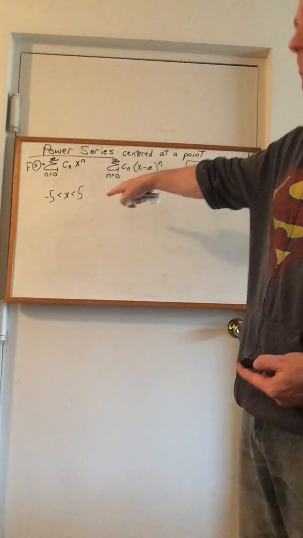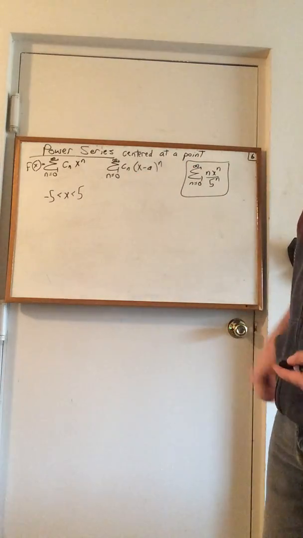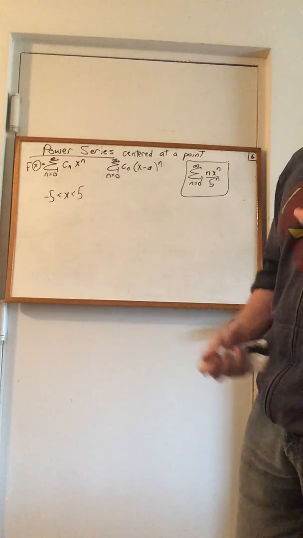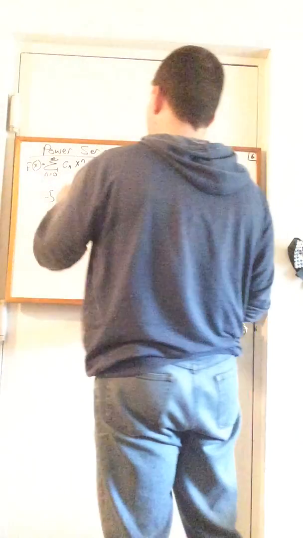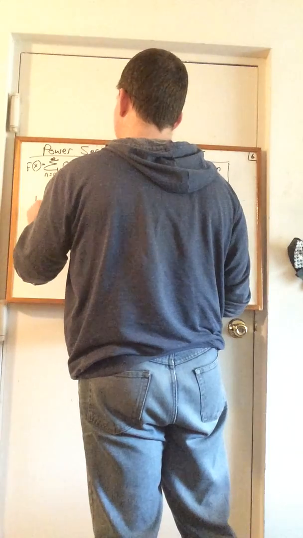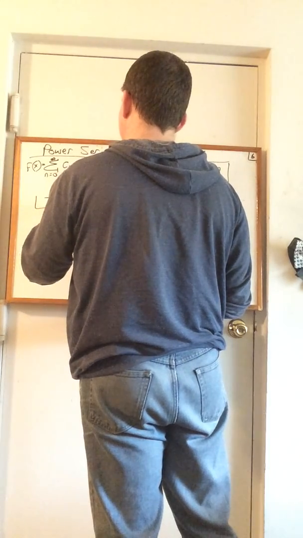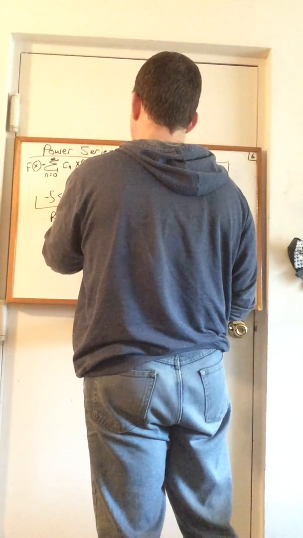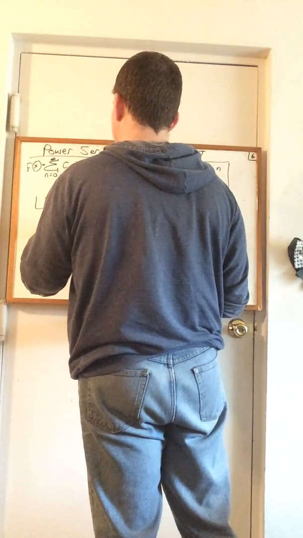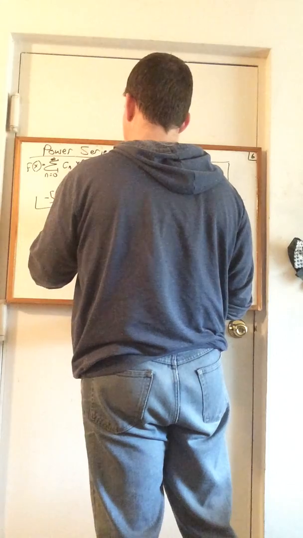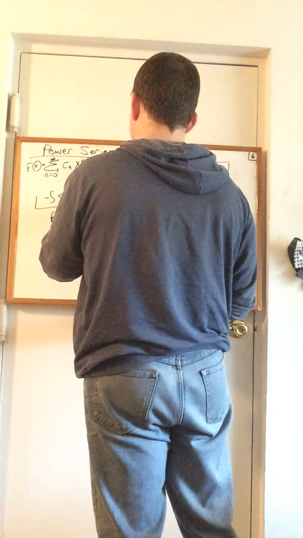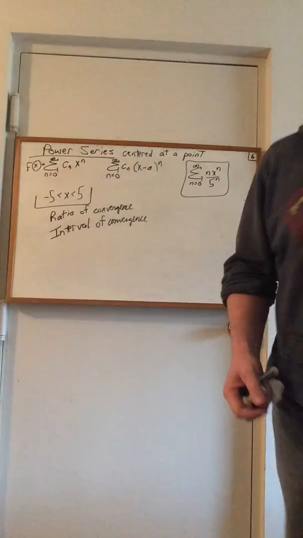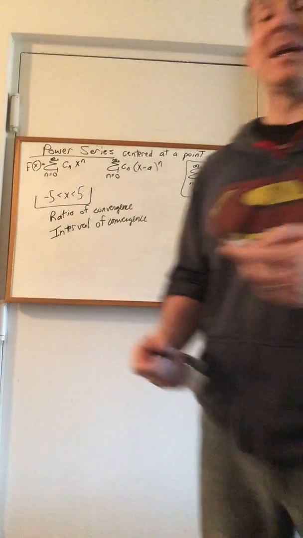Okay, good. And now, well, there's a little bit more terminology that we need now. We have what's called a radius of convergence and an interval of convergence. And they're kind of two sides of the same coin. They're different ways of saying the exact same thing.